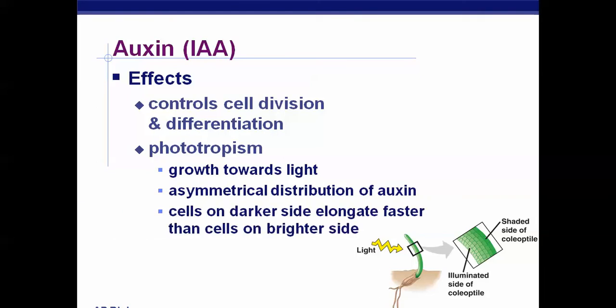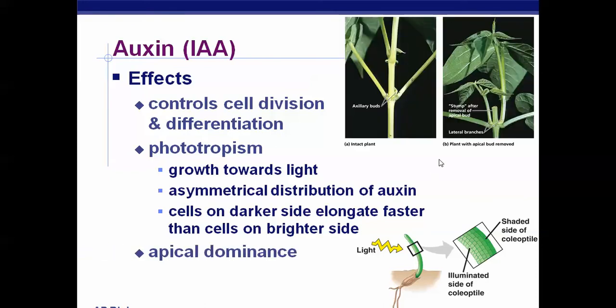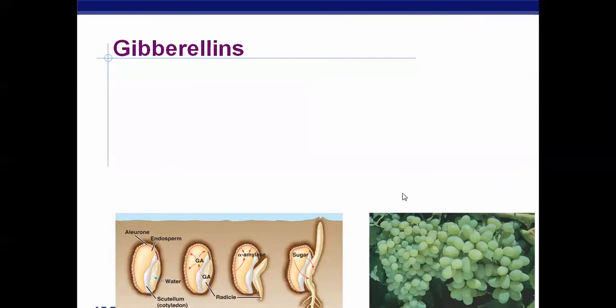So the cells on the darker side, and if we look at this image to work along with it, here we zoomed in. On the darker side, you're going to have a greater amount of auxin because that's going to cause the cells on the darker side to grow, thereby bending the plant towards the light. It is also important in apical dominance. Remember, apical is referring to our auxiliary buds and our meristem tissue that allows the plant to actually grow.